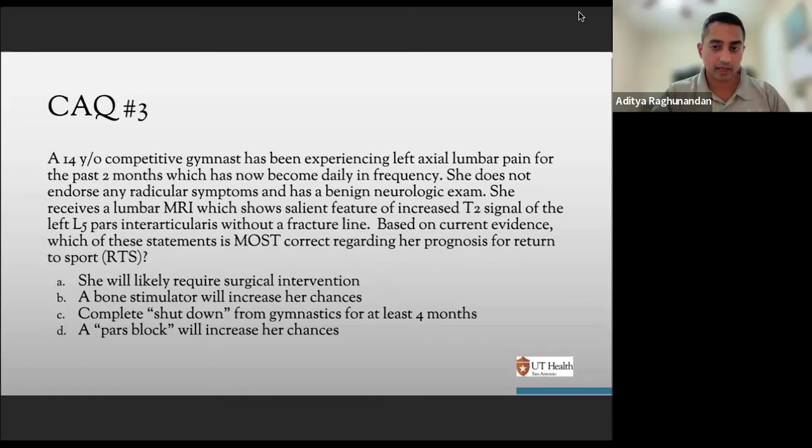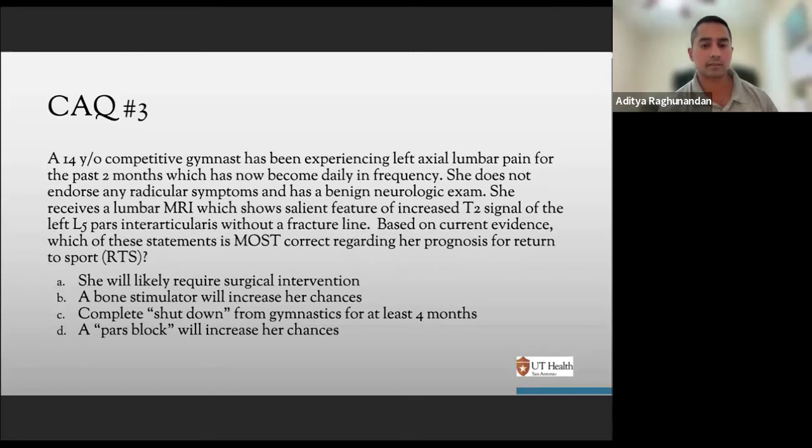Good. So we have a mixed bag of answers, and there's no correct answer here, but number 1, good. I'm glad no one picked A. Surgery is pretty low as far as patients requiring it. What I would probably recommend is completely shutting this patient down from gymnastics for at least 4 months.